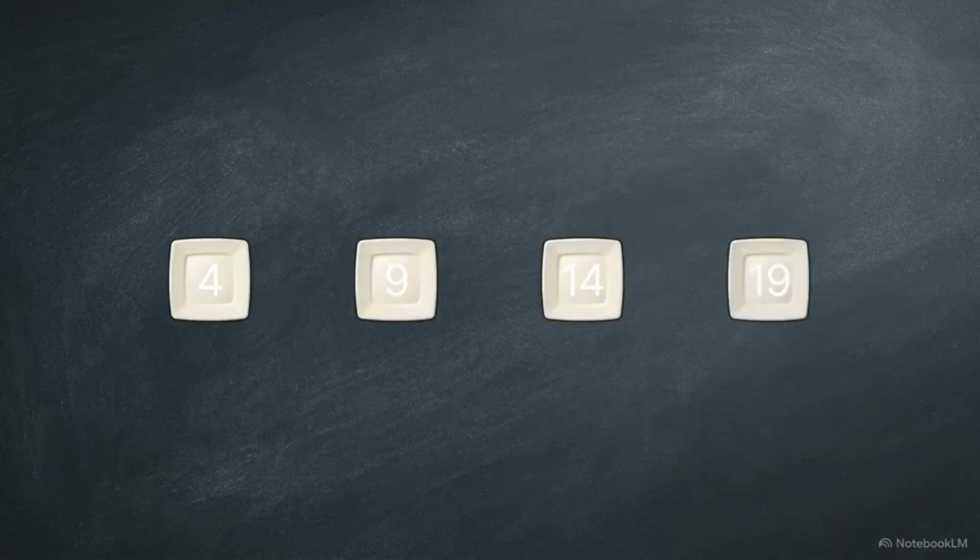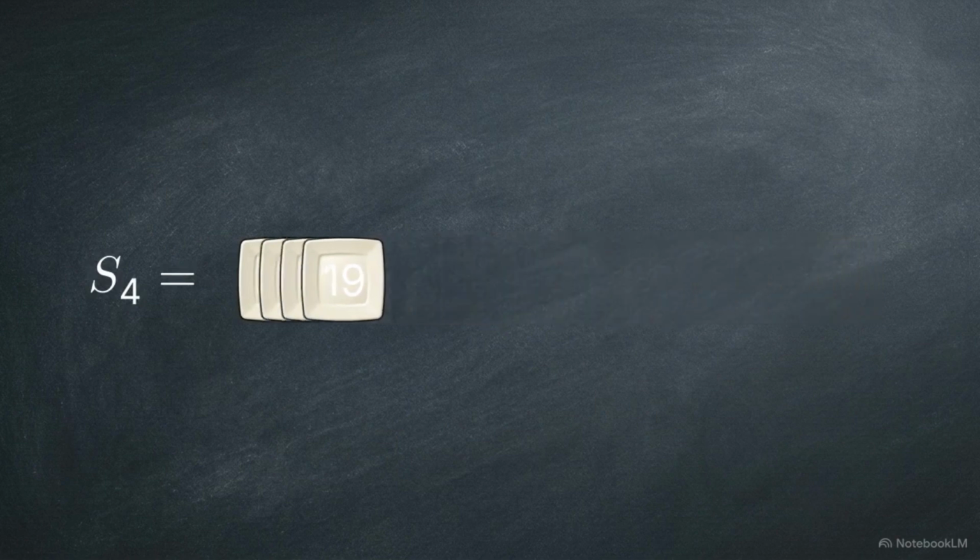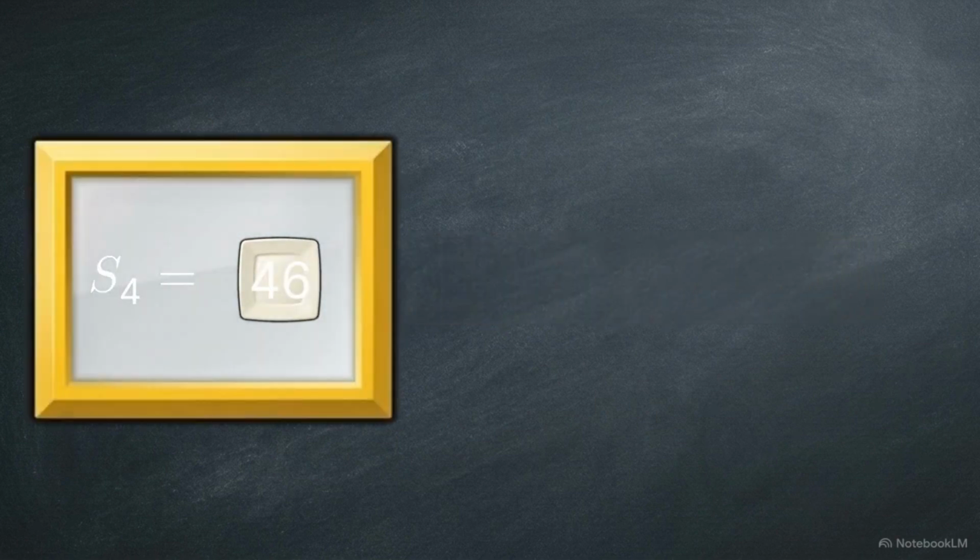Here's a standard arithmetic sequence: 4, 9, 14, 19. A sequence is strictly a list of numbers, separated by commas. To upgrade it into a series, we physically add the terms. The commas rotate into plus signs, transforming our list into an addition problem. Mathematicians use S sub n for the partial sum of specific terms. We're summing the first 4, so we write S sub 4. When we execute the math and add them together, S sub 4 equals exactly 46.